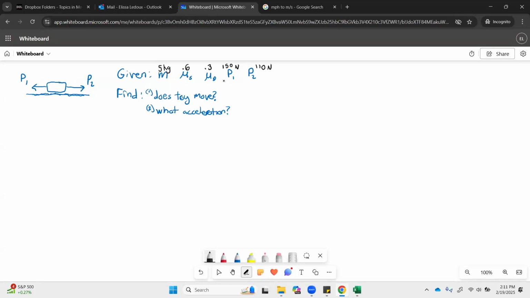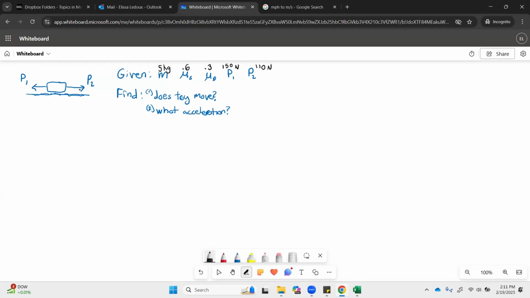So we know that if the object moves, it will move towards person 1. But we don't necessarily know that person 1 is going to get the toy, because person 1 has to overcome the force from person 2 as well as the force of friction, because the toy is not on a frictionless surface. So we will start out with step 1, which is drawing a free body diagram.